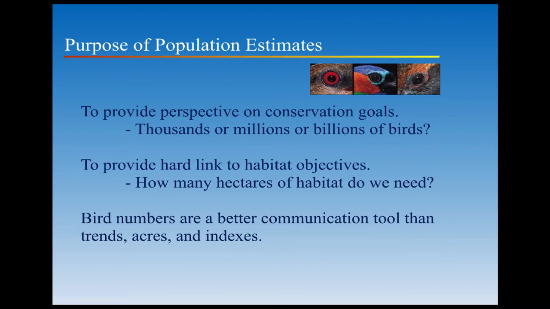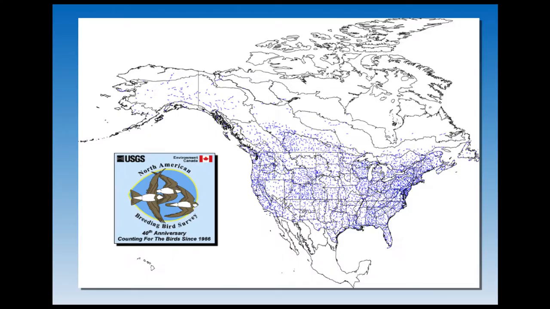And it's also better communication when you're talking in the newspaper, you're on TV. If you talk about trends and indices, I think a lot of it kind of goes right past the public. But if you talk about numbers of birds, then it's something people get their hand on, get their mind around a little more easily. So we spent quite a bit of time trying to figure this out.